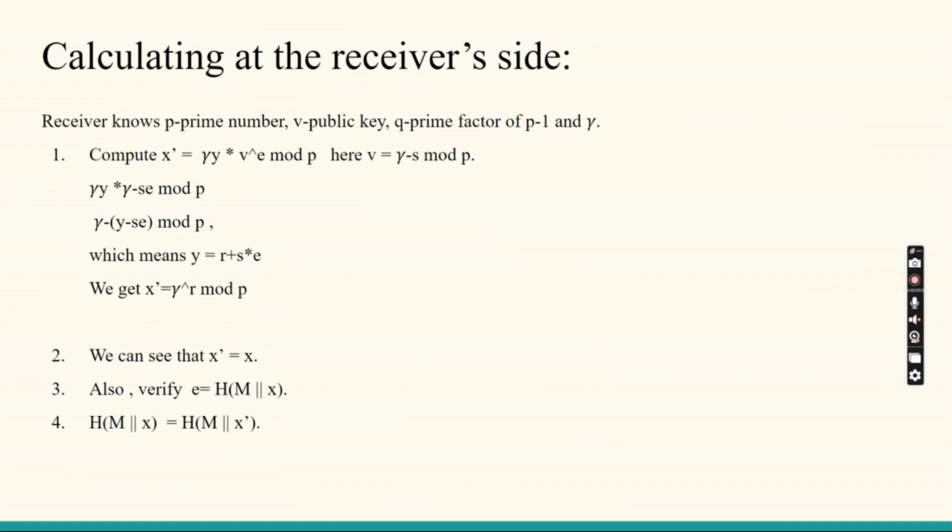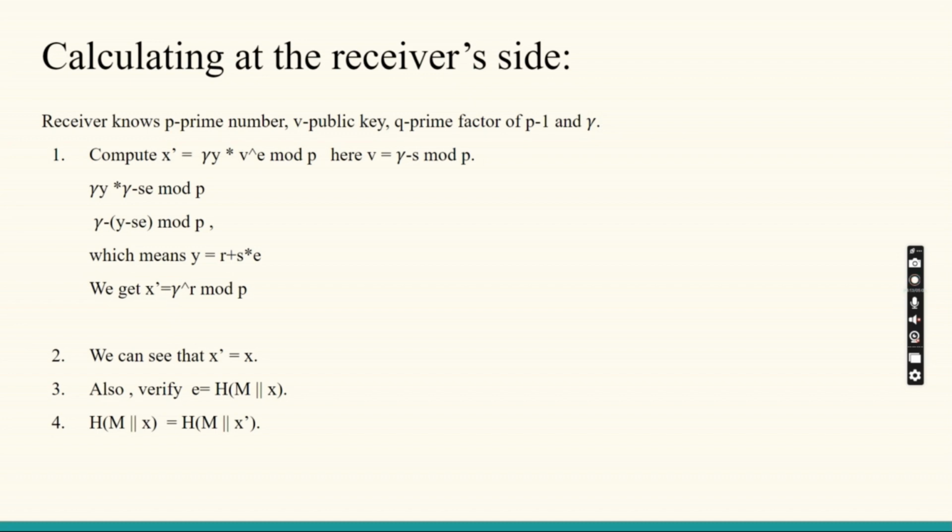Now the receiver knows that P is the prime number, V is the public key, Q is the prime factor of P minus 1, and gamma. Now let us compute X dash, which is gamma raised to Y multiplied by V raised to power E modulo P. Here V is equal to gamma raised to minus S modulo P.